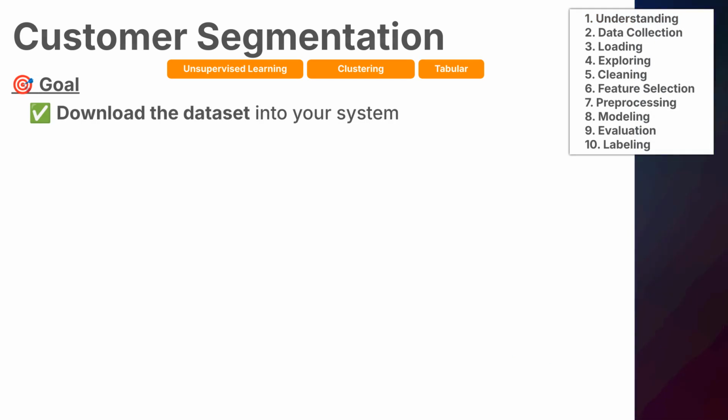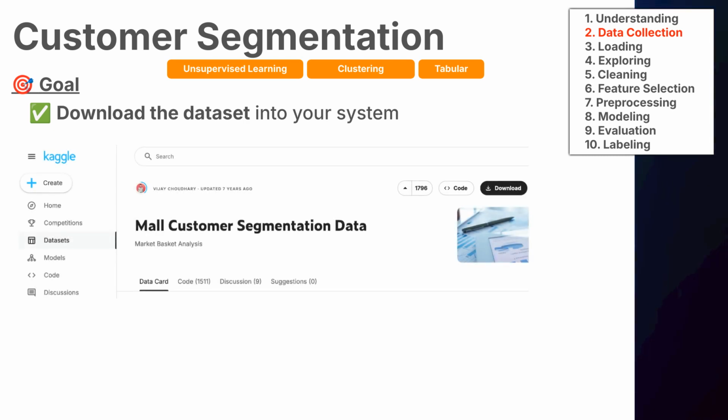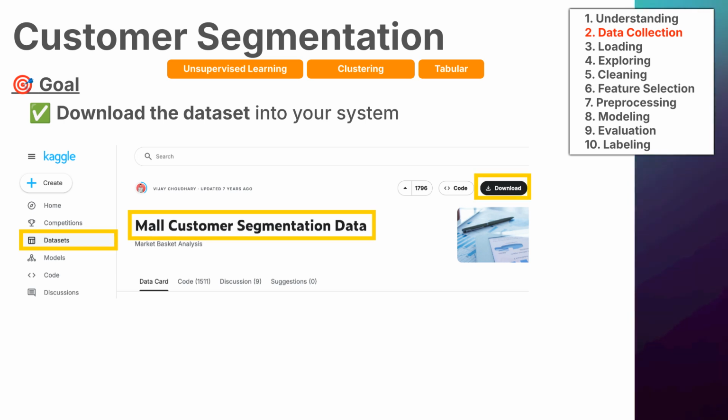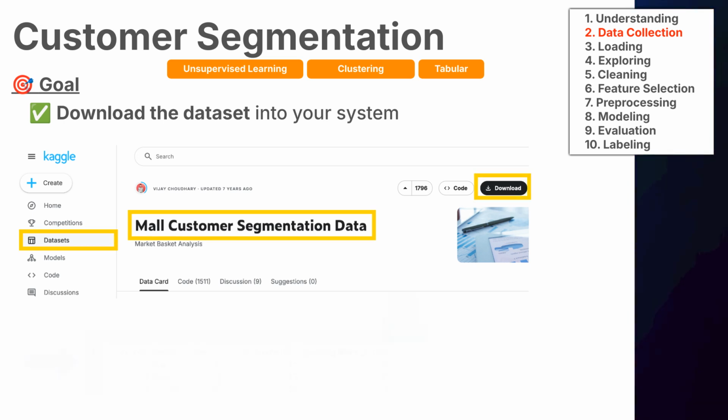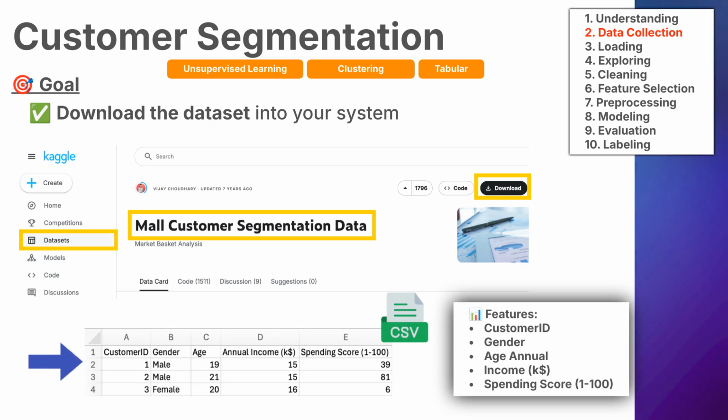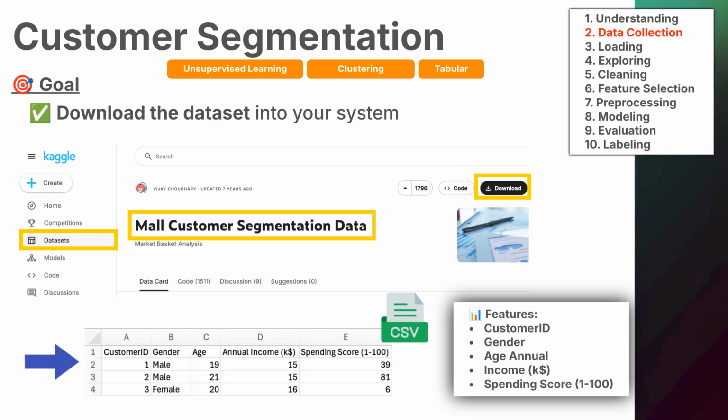2. Data collection. Let's download the dataset into your system. In this example, we use the Kaggle Mall Customer Segmentation dataset. You can find the dataset from the dataset page on their platform and download it as a CSV file. It looks like this. You'll see the features such as customer ID, gender, age, annual income, and spending score. Let's load this dataset into your coding environment.